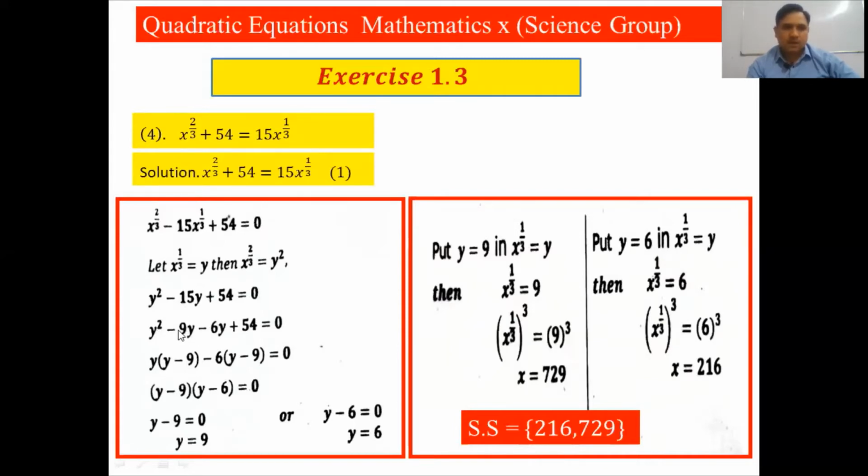Now this method of factorization we have discussed in detail in our previous lectures. So if you have any problem, then you can consult those lectures. Here we can take y as a common factor, so y minus 9. Here we can take minus 6 as a common factor, so minus 6 y minus 9 is equal to 0. So y minus 9 we can take as a common factor, so we can write this as y minus 6 is equal to 0. Either y minus 9 is equal to 0 or y minus 6 is equal to 0. It means y is equal to 9 or y is equal to 6.